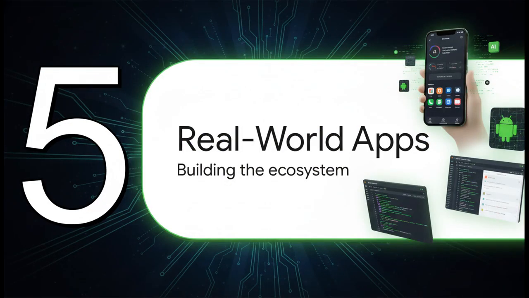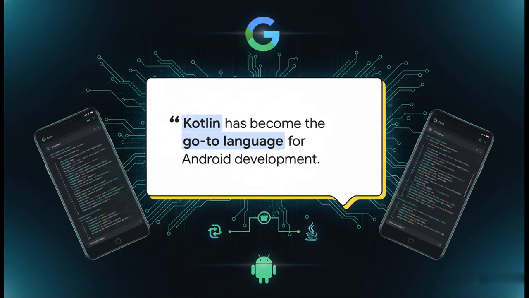Section 5. Apps in the real world. So, when you actually sit down to build, what language do you use? Well, as this quote highlights, Kotlin has totally become the go-to language for Android development. Google officially endorsed it as their preferred language.